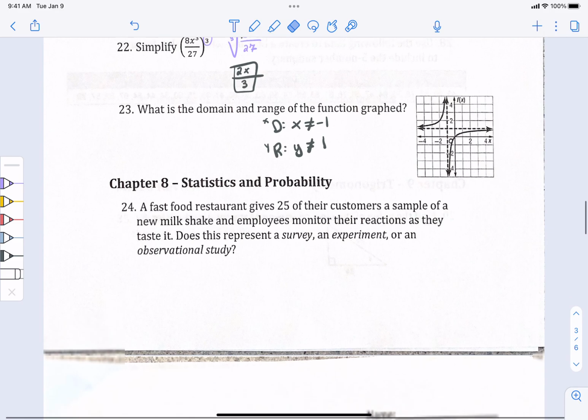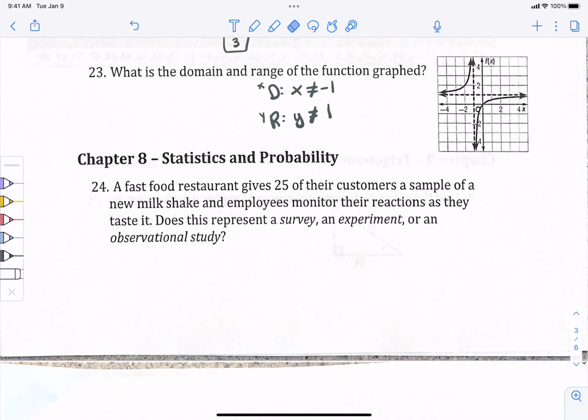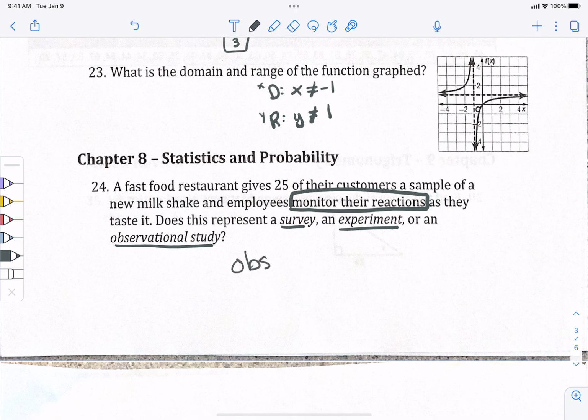Now we're in probability. We're going to go through this real fast. Statistics and probability. All right, 24. It's asking if this is a survey, an experiment, or an observational study. So here's the question. A fast food restaurant gives 25 of their customers a sample of the new milkshake, and employees monitor their reactions. Circle that or underline that. They're monitoring their reactions as they taste it. We are observing their behavior, so it's an observational study.